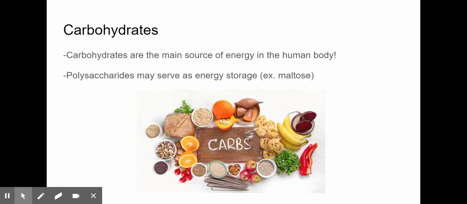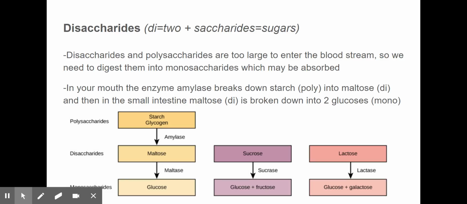And polysaccharides, which we'll talk about, can serve as energy storage. And what is a polysaccharide?